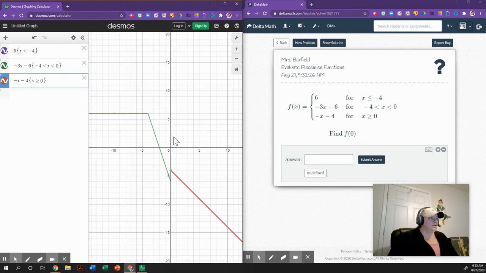So you can see I'm looking right here at the y-axis, okay, because that's where x equals 0. So there's nothing here, there's a hole. So I go to the other function that's also here, and there's not a hole, okay? So that tells me my answer. So right there, f of 0 equals -4, okay?